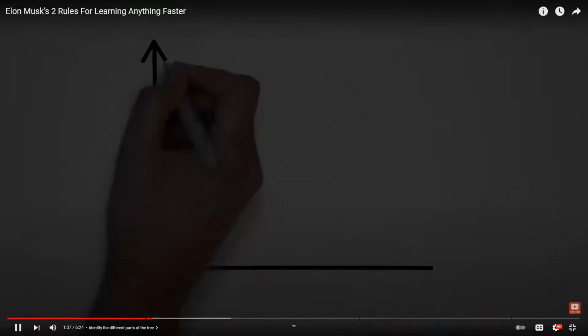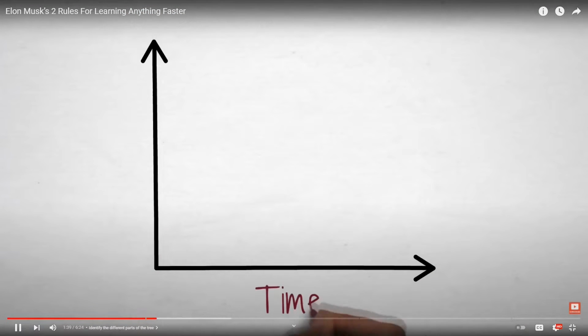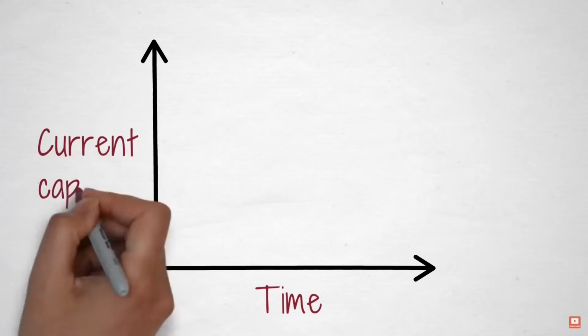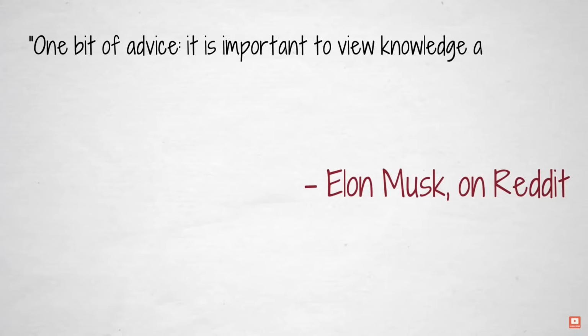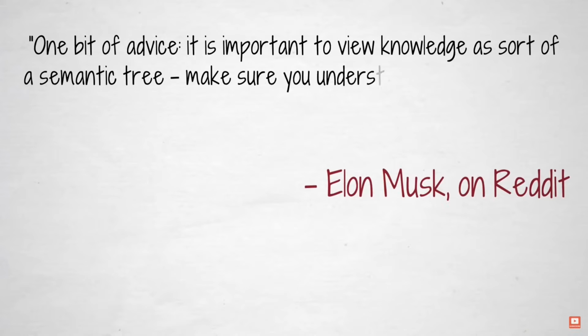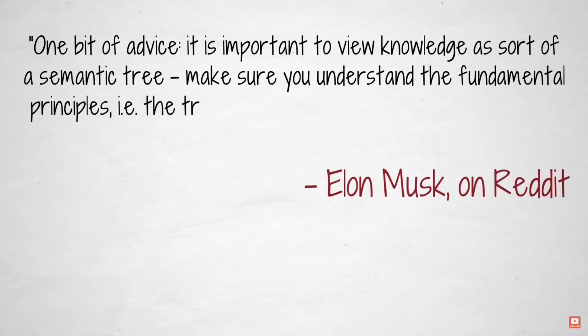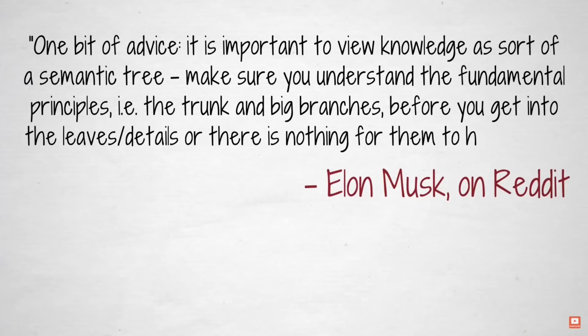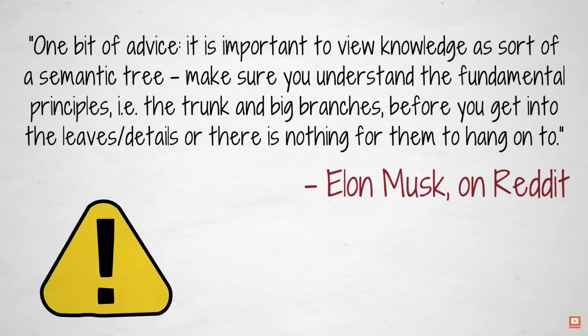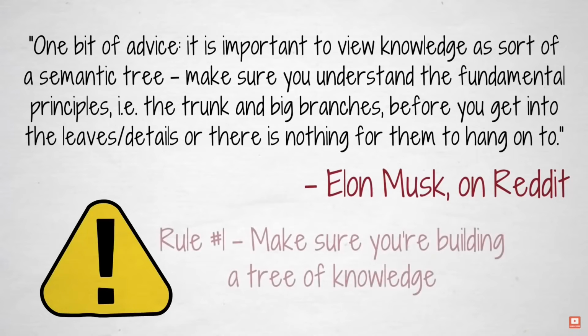When it comes to learning, Musk is quick to note that he believes that most people can learn more than they currently know. In a conversation on Reddit, Musk discussed his approach to learning and the structure he uses as such. One bit of advice: it is important to view knowledge as sort of a semantic tree. Make sure you understand the fundamental principles, i.e., the trunk and big branches, before you get into the leaves, details, or there is nothing for them to hang on to. From this, we begin to see Elon Musk's first rule of thinking. Rule number one: make sure you're building a tree of knowledge.